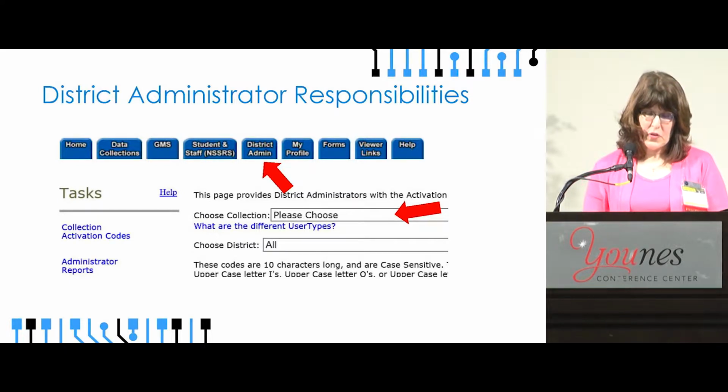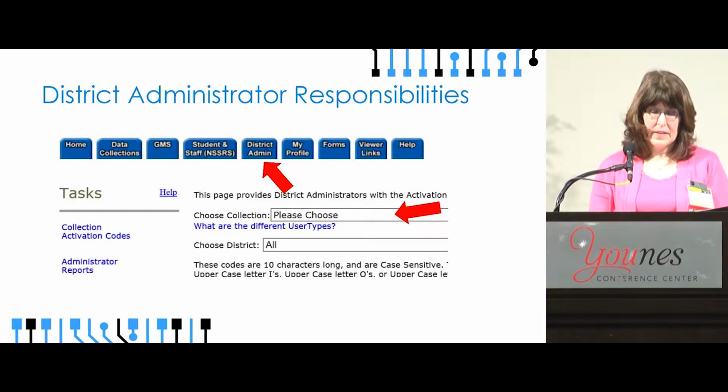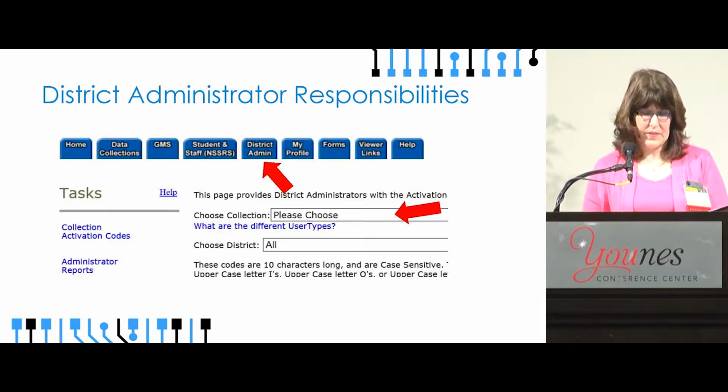The district administrator is the person who normally signs off on any official document from your district. In most cases, that's the superintendent. The district administrator is the keeper of activation codes for their district. They know who should or shouldn't have access to a particular collection. NDE does not give out activation codes.